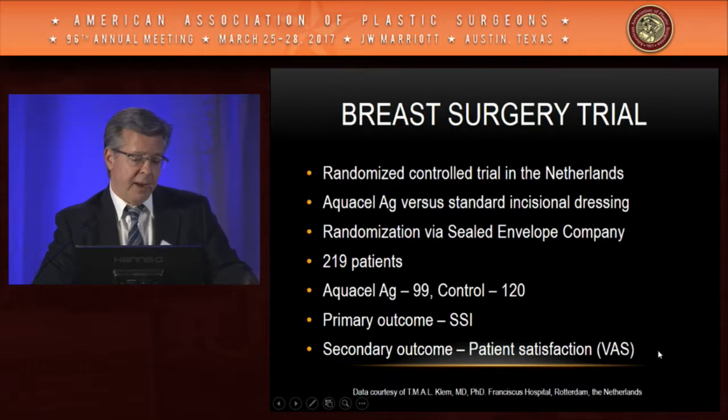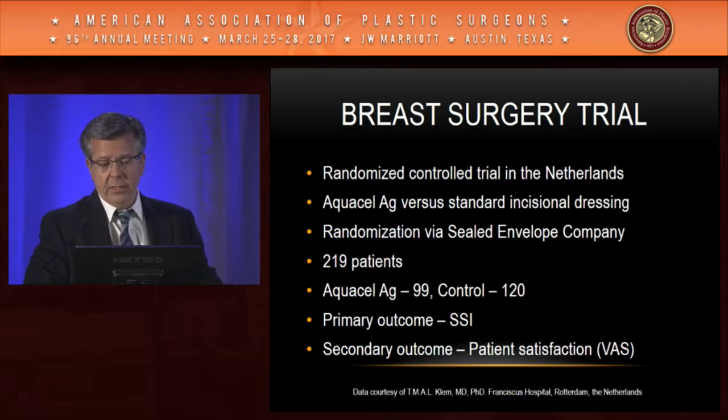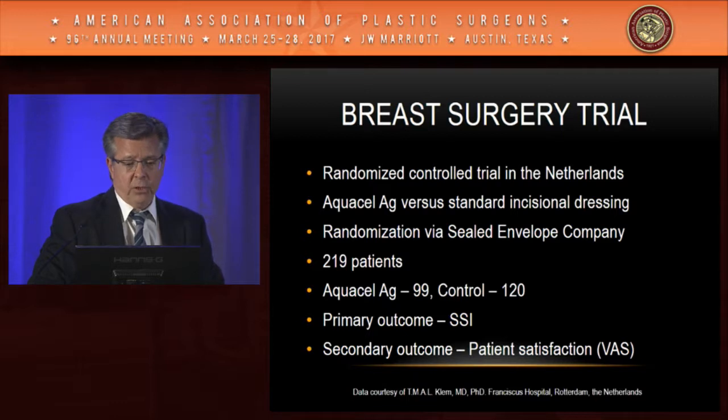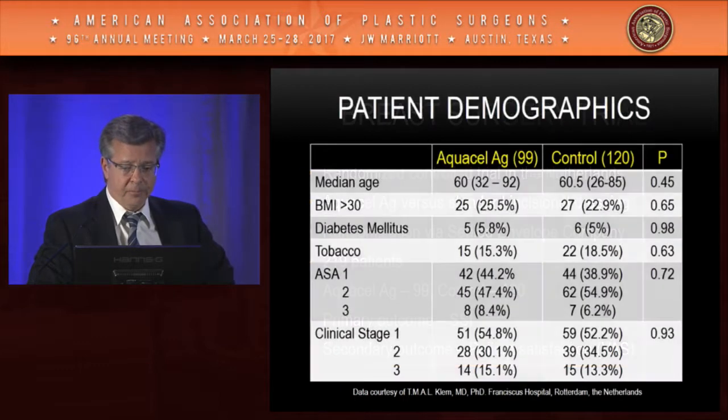There was a study that was done in the Netherlands where there's a lot of randomized control studies done, and I actually met Dr. Clem and discussed this paper with him. But basically, he used this Aquacel in breast patients, not all necessarily prosthetic reconstruction patients, but this was a true randomized controlled study. So basically, they used the sealed envelope company to decide what arm these patients were going to go into. 219 patients, there were 99 in the Aquacel group and 120 in the control group. And the primary outcome was strictly surgical site infections, and secondarily, they looked at patient satisfaction.